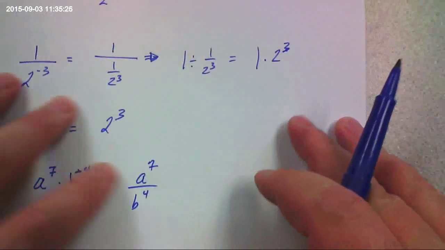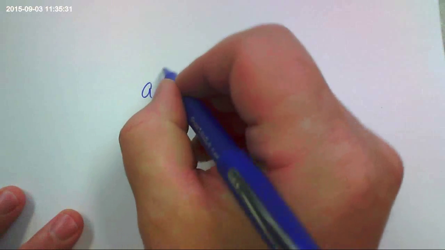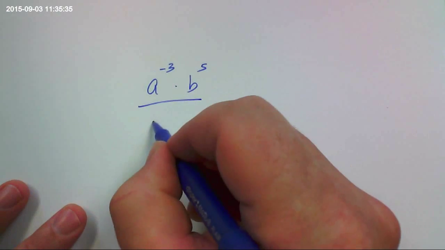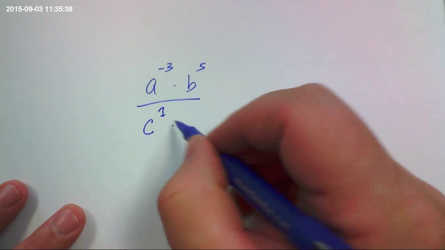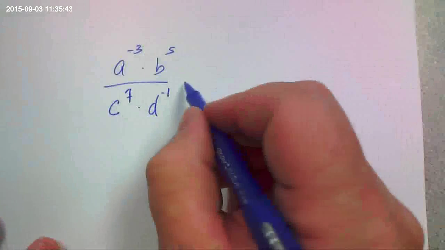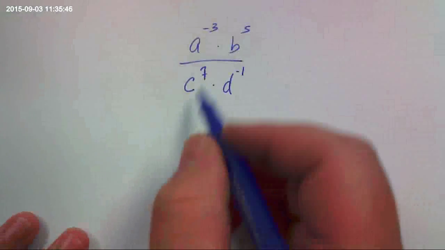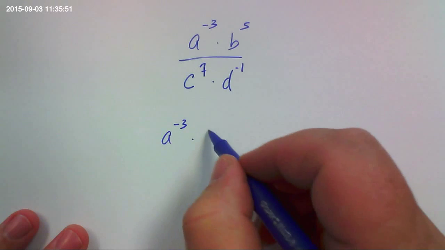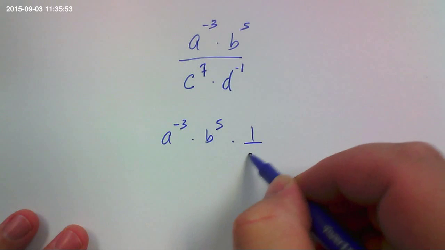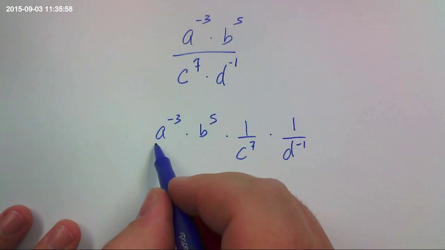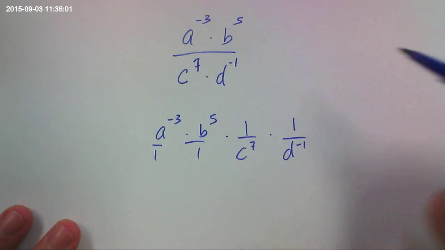And then last example we have here is, what if we had something like a to the negative 3rd times b to the 5th divided by c to the 7th times d to the negative 1. Okay. Would you agree that this is going to be equal to a to the negative third times b to the fifth times 1 over c to the seventh times 1 over d to the negative 1? Like if you put a 1 under these and you multiplied everything together, you would get this back.